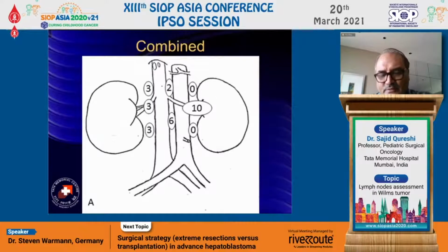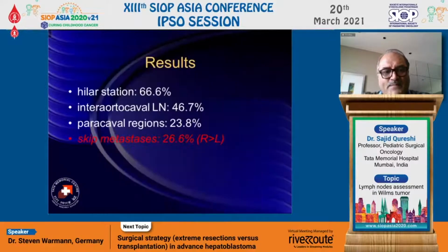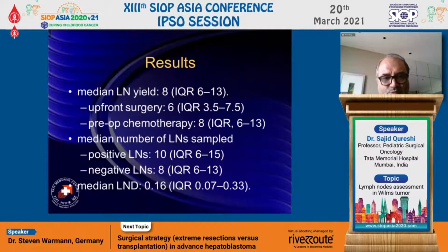This is the combined picture of both sides together, and the hilar station was the commonest, followed by the interaortic caval lesion. The important thing was that 26%, almost 27%, of our patients had skip metastasis. That means the hilar nodes are negative and the interaortic caval lymph nodes were positive. This is more so with right-sided tumor.